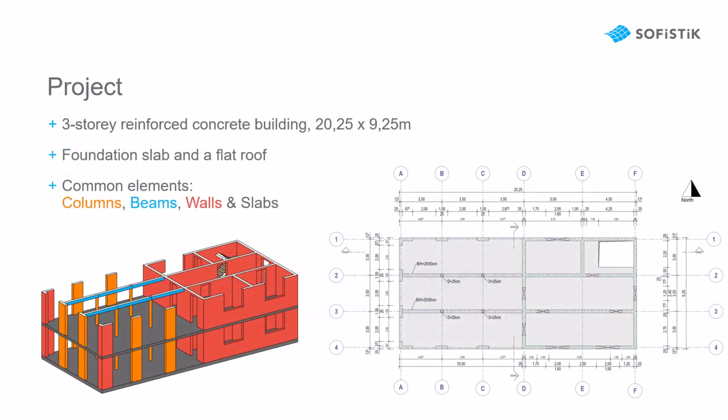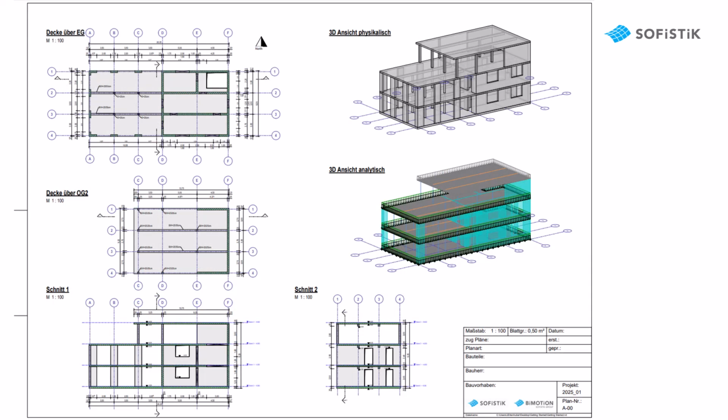We will model a 3-story reinforced concrete building with overall dimensions of roughly 20 by 9 meters. It is resting on a foundation slab, has a flat roof, and includes all basic structural elements: walls, columns, beams, and slabs. A plan drawing with the details is part of the appendix.